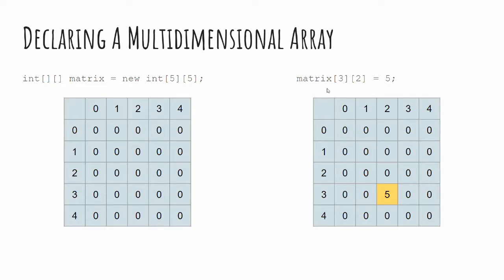You can specify a specific row and column and set its value. So in this case, I am saying the matrix at row 3, column 2 has a value of 5. And you can see here that it has been updated to 5. So this is the visual representation of when we declare a multi-dimensional array in Java.